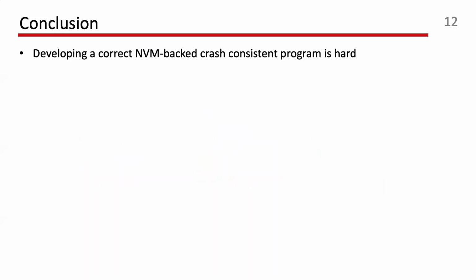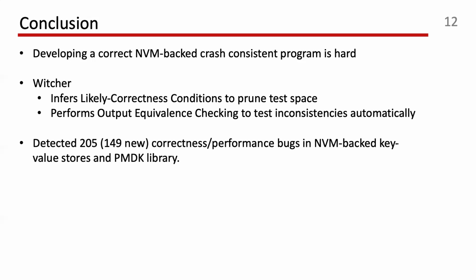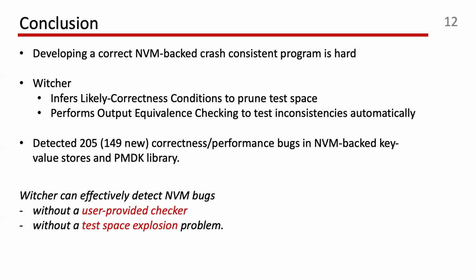In conclusion, developing a correct NVM-backed crash consistent program is hard. The proposed tool infers likely correctness conditions to prune test space, and performs output equivalence checking to test inconsistency automatically. In evaluation, it detected 205 correctness and performance bugs in NVM-backed key value stores and the PMDK library, and can effectively detect NVM bugs without a user-provided checker and without a test space exploration problem.